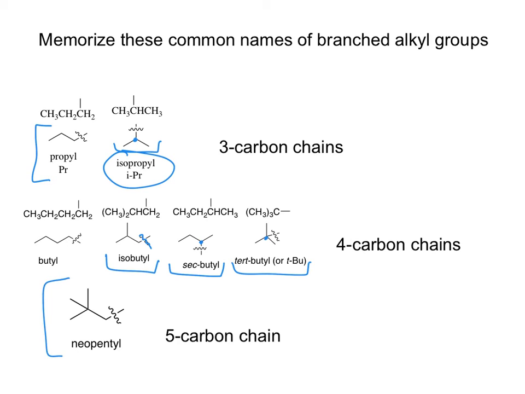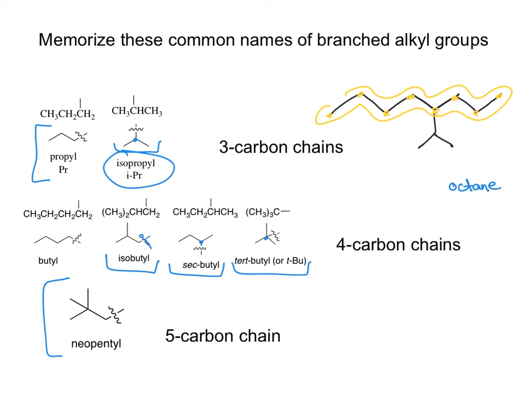There's also a 5-carbon branched alkyl group called neopentyl. So you want to remember these common names for branched alkyl groups. So let's try this example I've drawn. First you find the longest carbon chain, that's going to be your parent name, and that's the one I'm circling in yellow. That is a 1, 2, 3, 4, 5, 6, 7, 8 carbon chain. So the parent would be called octane.